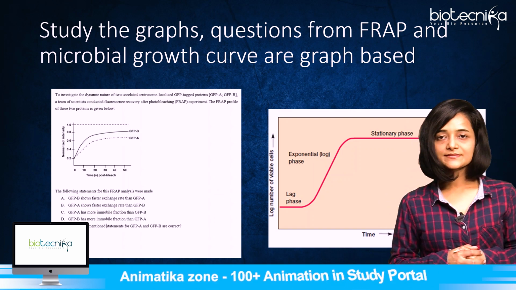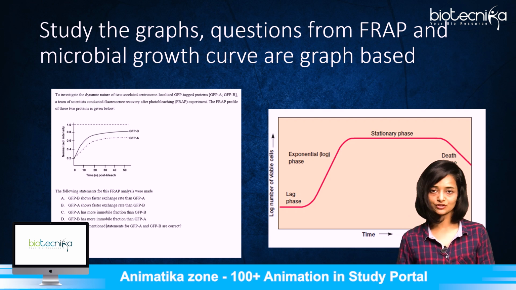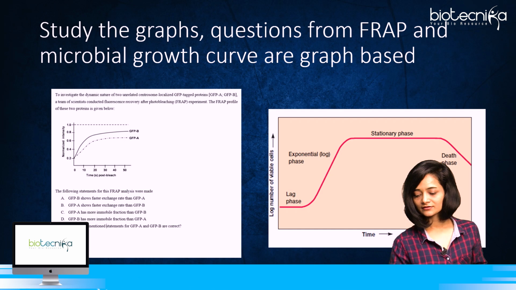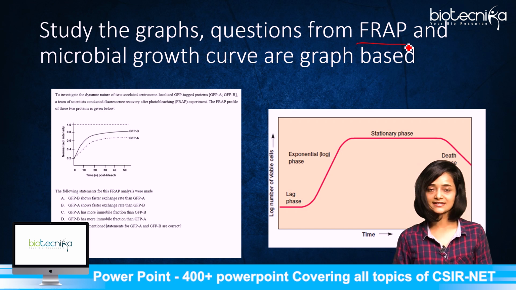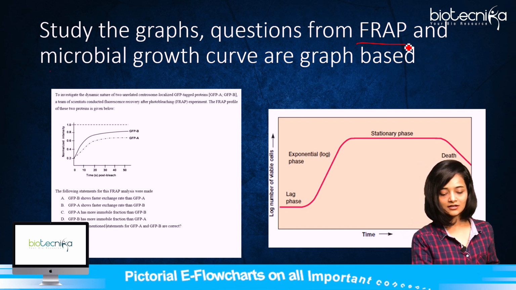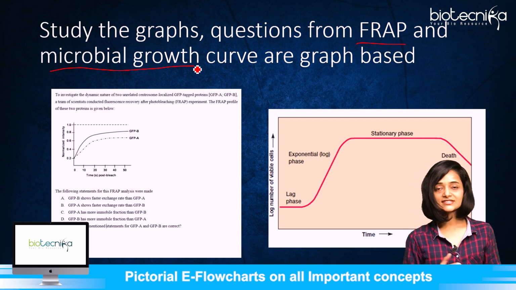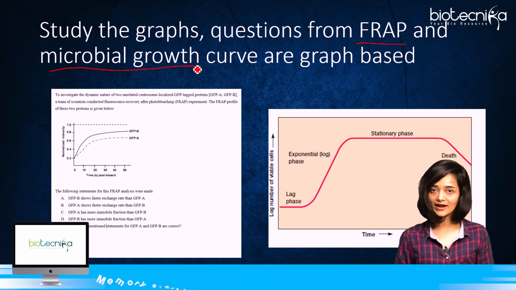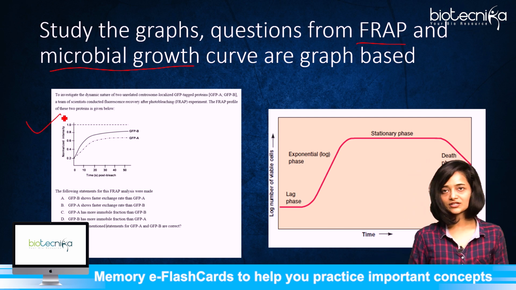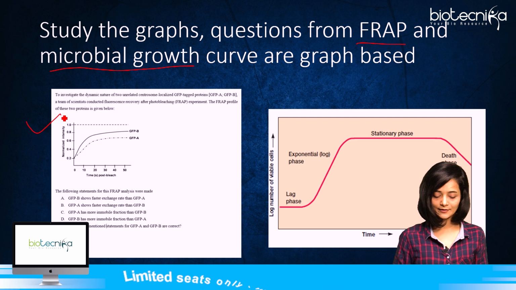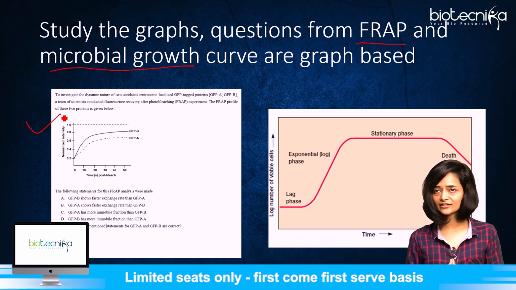Okay. Then there are certain techniques that we study in the cellular organization subject, or Unit 2. That would be the technique called FRAP, and various questions come every year in the CSIR NET exam from this technique. The microbial growth curve is there too, and questions come from this also. Studying these kinds of topics would be easier if you do it through graphs. So I have taken here two examples. Here I have mentioned a question which has come in one of the CSIR NET papers, which deals with the FRAP experiment. It would be in the form of a graph.